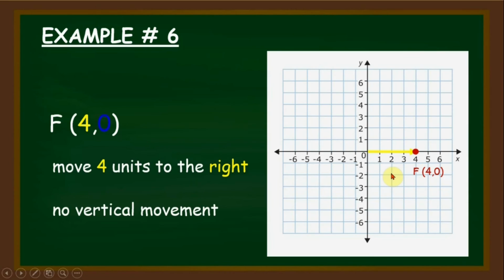Now, how are we going to plot this point F on a Cartesian plane? Starting from the origin, which is (0, 0), and our x coordinate is 4, we have to move 4 units to the right. So 1, 2, 3, and 4. And for our y coordinate, which is 0, there will be no vertical movement, so it will still stay on this part of the Cartesian plane. So this is where our point F lies, which is point (4, 0).